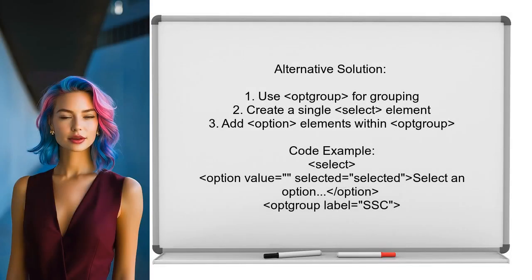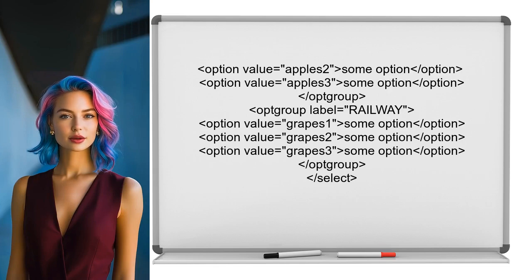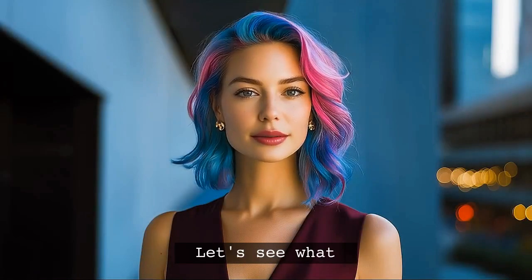An alternative approach to creating a multi-level drop-down menu is to use the optgroup element within a single select. This method allows for grouping related options, although it may not be fully multi-level. That's all for that response. Let's see what someone else had to say.